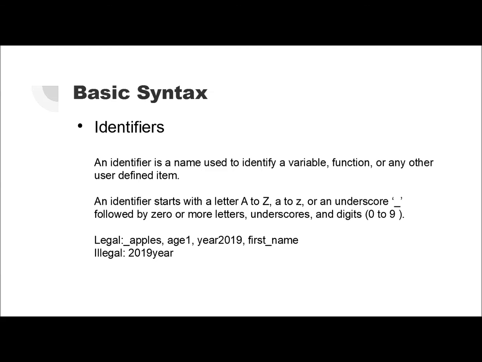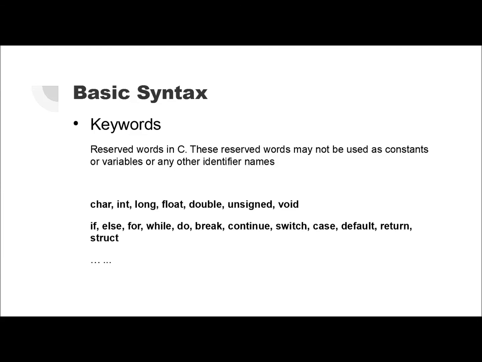Illegal: 2019year. You might be very confused by this one. Like, why is it illegal? But they never said the starting character can be a digit, did they? This is illegal because the first character is 2, and 2 is a digit, not a capital A to Z, lowercase a to z, or an underscore. So this is illegal.